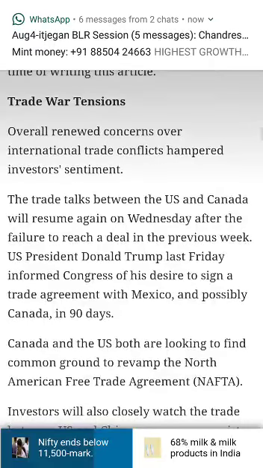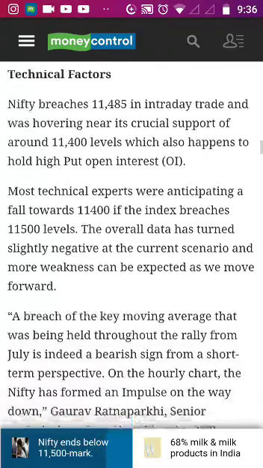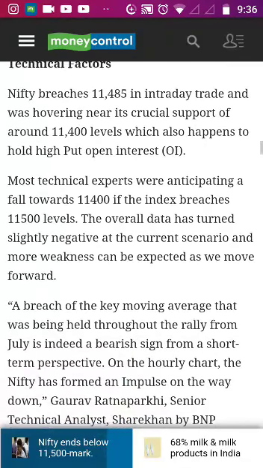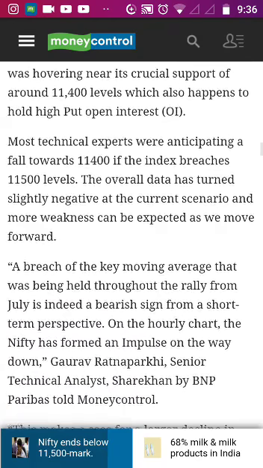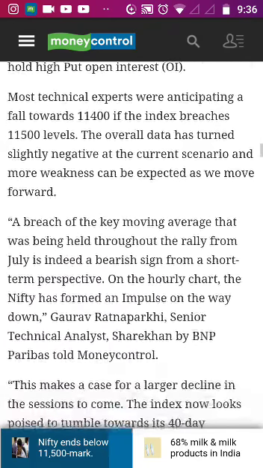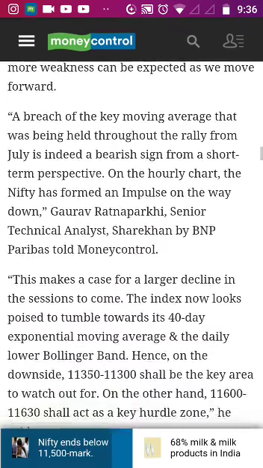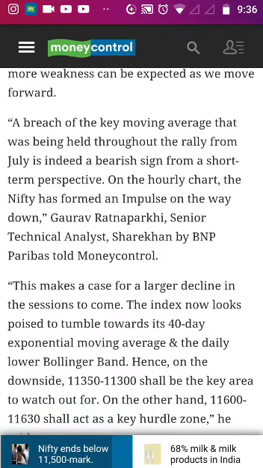Trade war tensions is another factor which is driving the markets downwards and is hampering investors' sentiment. The trade talks between US and Canada will resume again on Wednesday after the failure to reach a deal the previous week. That is today, at the time of this recording. Canada and US both are looking to find common ground to revamp the North American Free Trade Agreement, that is NAFTA. Technical factors is the last but not the least factor.